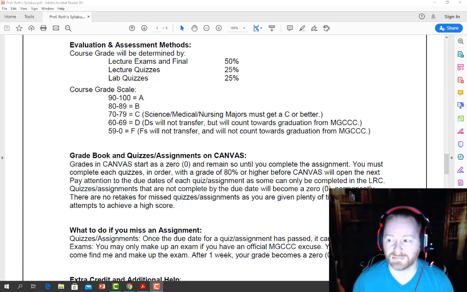Just go through and take it, do well on it, move on to the next one, and you'll do fine. If you miss an assignment, let's say you miss an exam or a lab assignment, generally speaking, you have 1 week to make it up. So that's 5 school days, or 7 business days, or no, 5, whatever. You have a week.